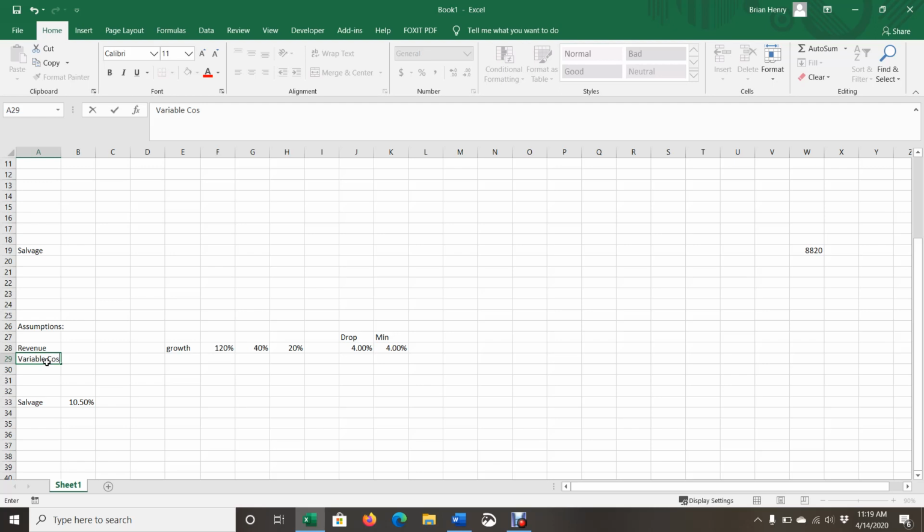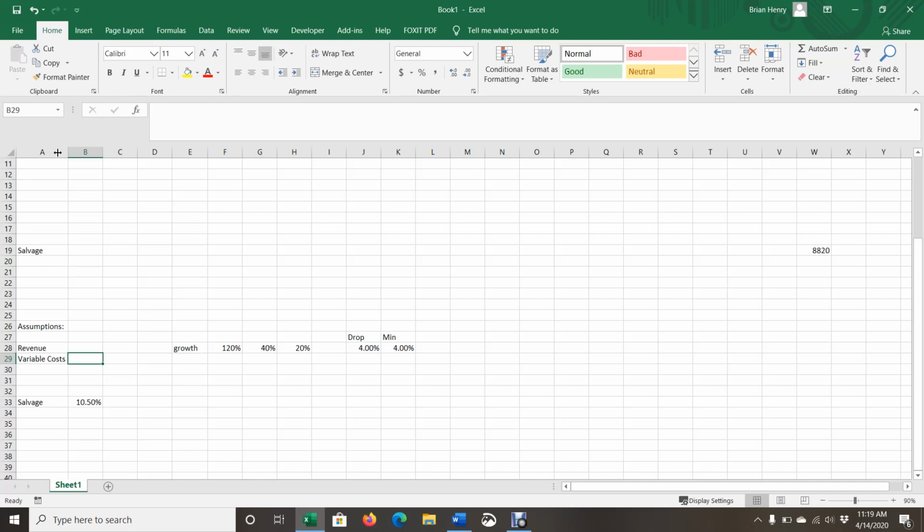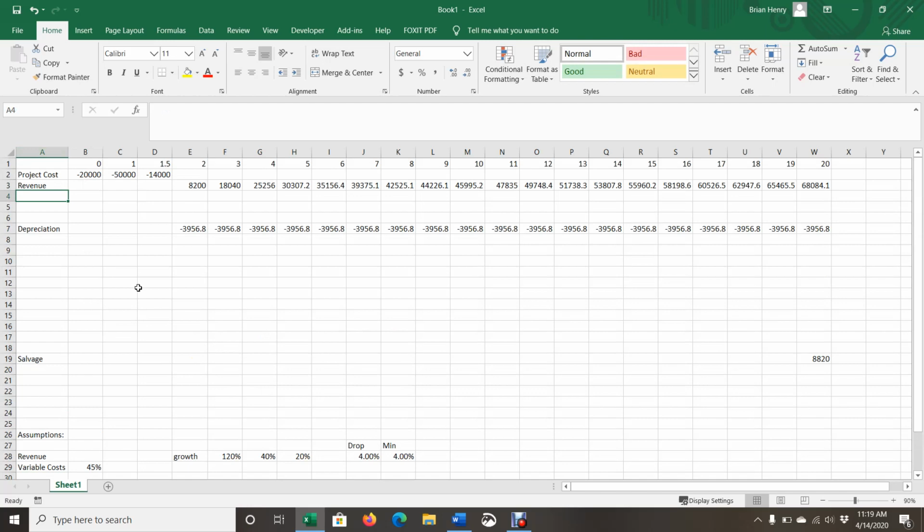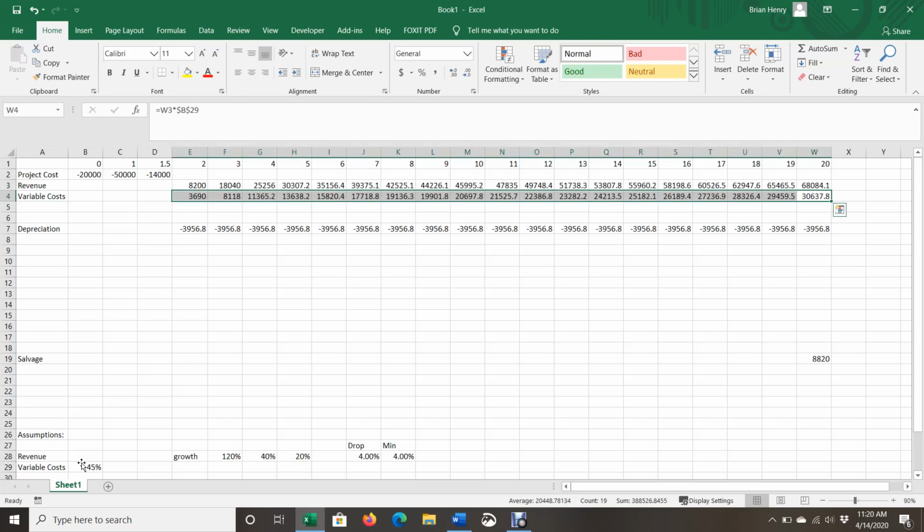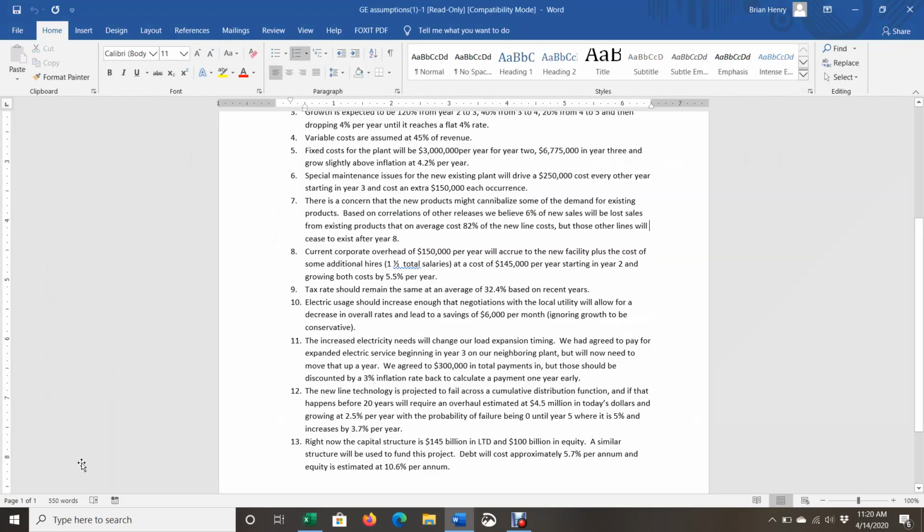So variable costs. 45%. So I'm just going to plug that in there. Variable costs are 45% of revenue. So you just multiply revenue by 45%. Go ahead and lock that 45% with that 4. And then I can go up here, Control over, Control Shift left, Control R. So just fill everything over. And we're good. So there's variable costs. So nice and easy. Everybody likes variable costs.